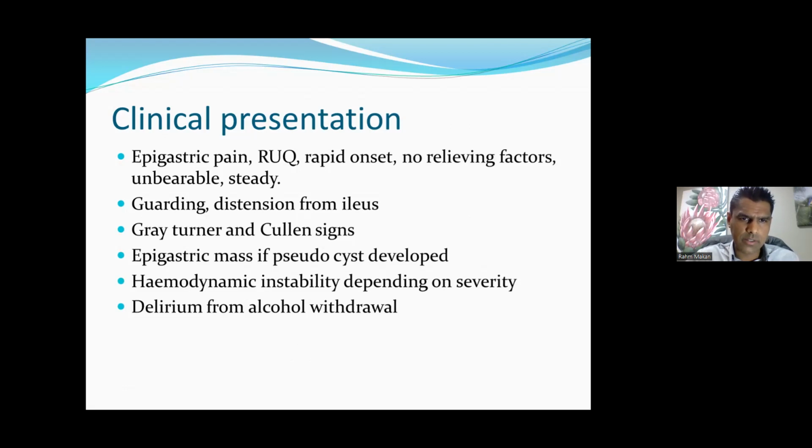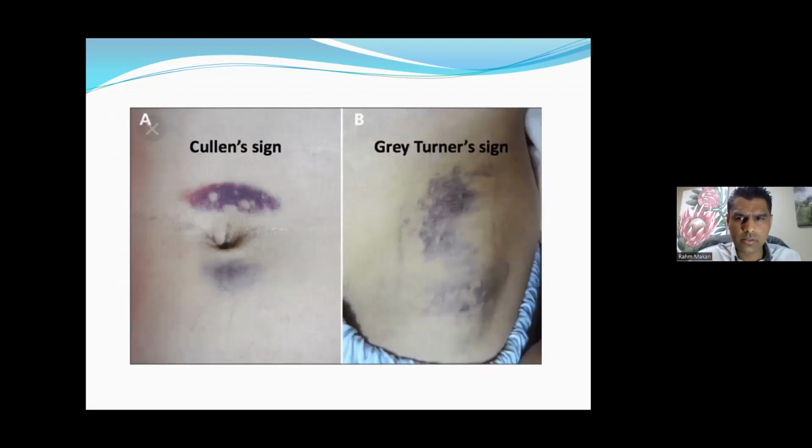And then you may get your Gray Turner and Cullen signs. There also may be an epigastric mass palpable if a pseudocyst has developed. Depending on severity, the patient may be hemodynamically unstable. And you may also have to deal with delirium from the alcohol withdrawal if it was due to alcohol. So here is an image of Cullen sign and Gray Turner sign. Cullen sign periumbilical and Gray Turner's on the flanks.